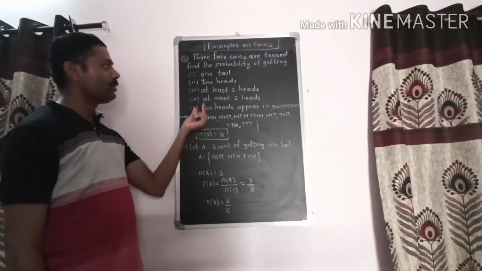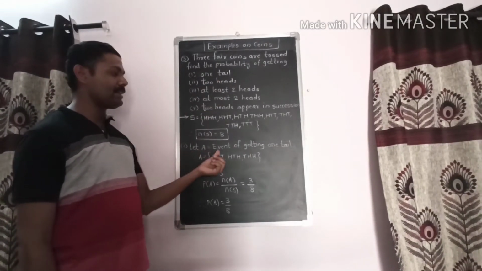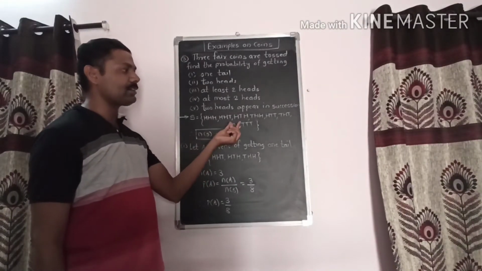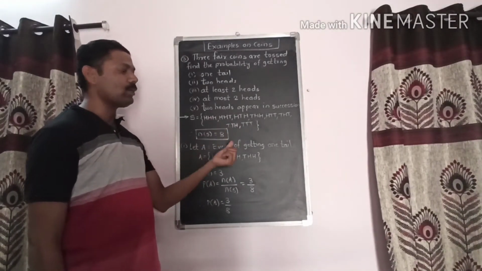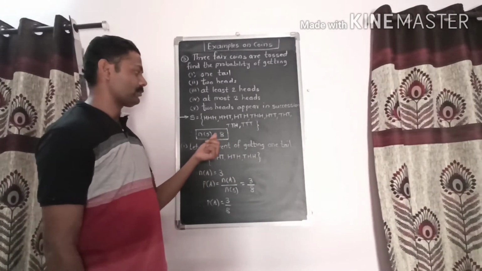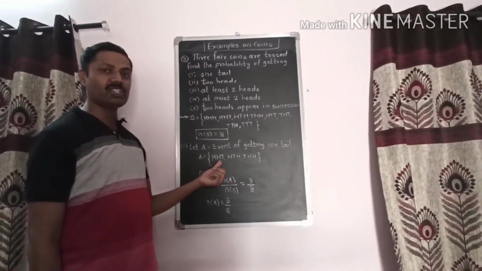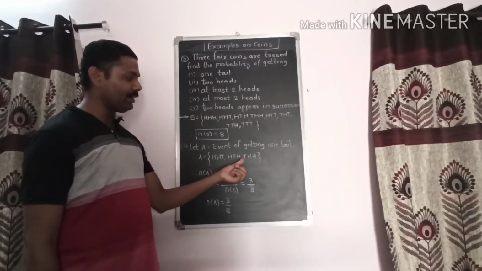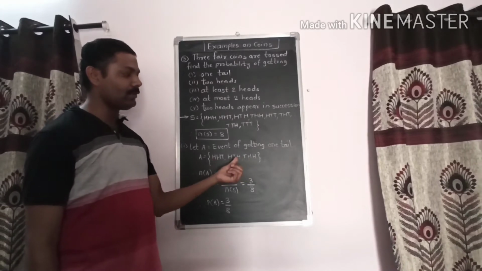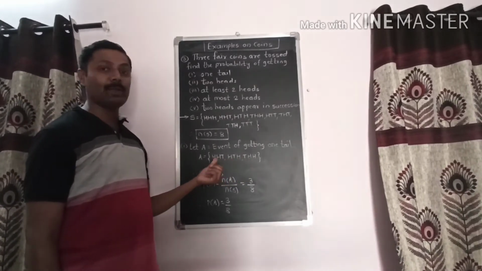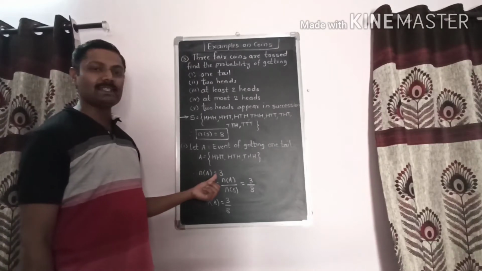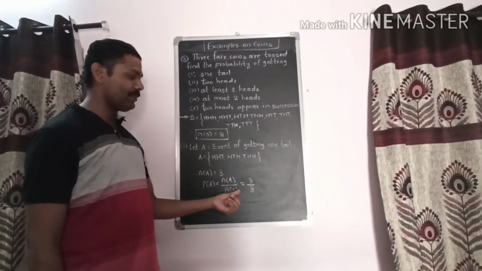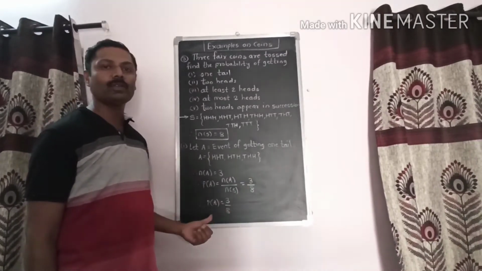Now take the first one, one tail. Let A be the event of getting one tail. We have to select the outcomes where only one tail is there. So we have outcomes HHT, HTH and THH. Here only one T is present in all these sample points. So n of A is 3. P of A is n of A divided by n of S. n of A is 3, n of S is 8. So the answer is 3 upon 8.